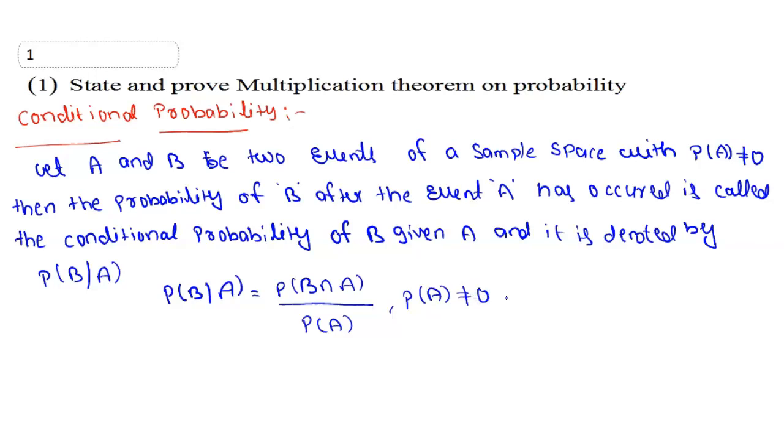This is the definition of conditional probability. Once again: let A and B be two events of a sample space with P of A not equal to 0. Then the probability of B after the event A has occurred is called the conditional probability of B given A, denoted by P of B divides A, and defined as P of B intersection A by P of A, where P of A is not equal to 0. This is the definition of conditional probability.